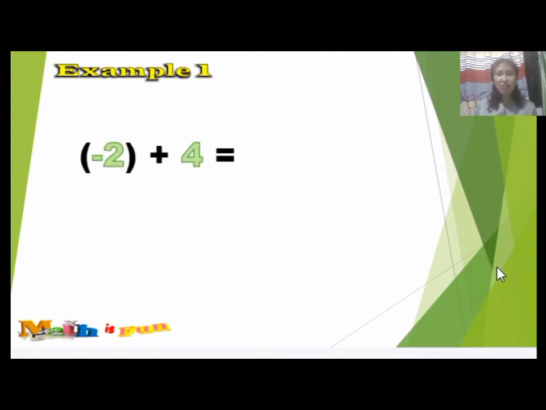So, let's have an example for rule number 2. Negative 2 plus 4. They have different signs. So, by applying rule number 2, we have to subtract those numbers. 4 minus 2 is equal to 2. It's positive because 4 is the number with a greater absolute value.